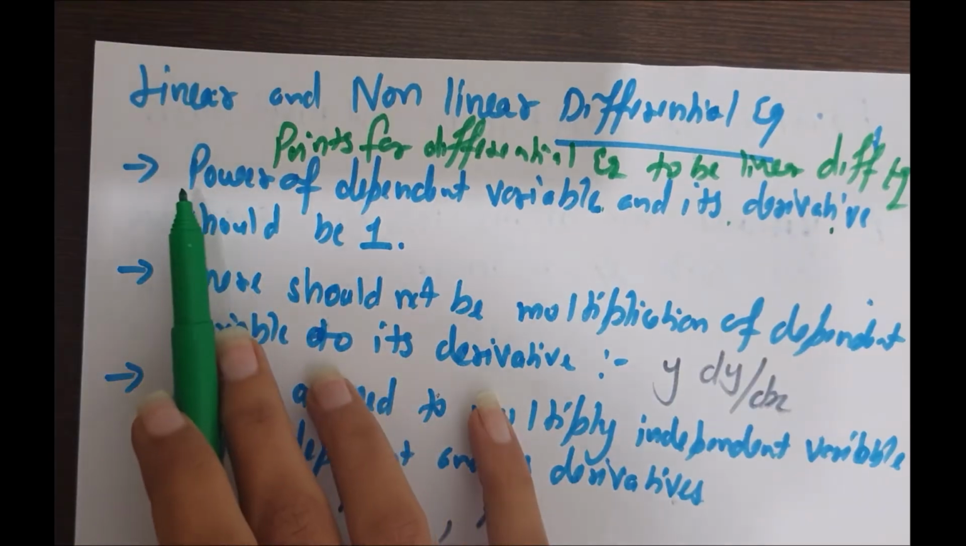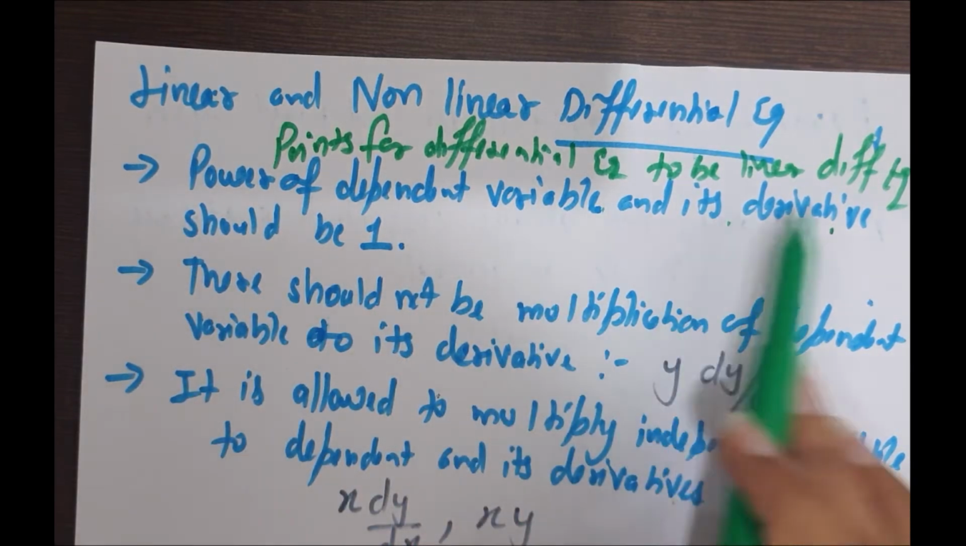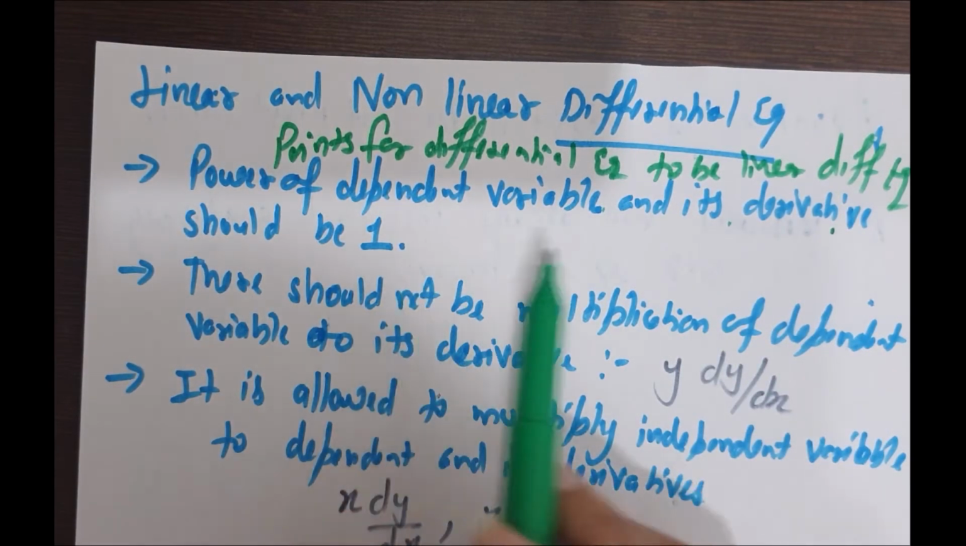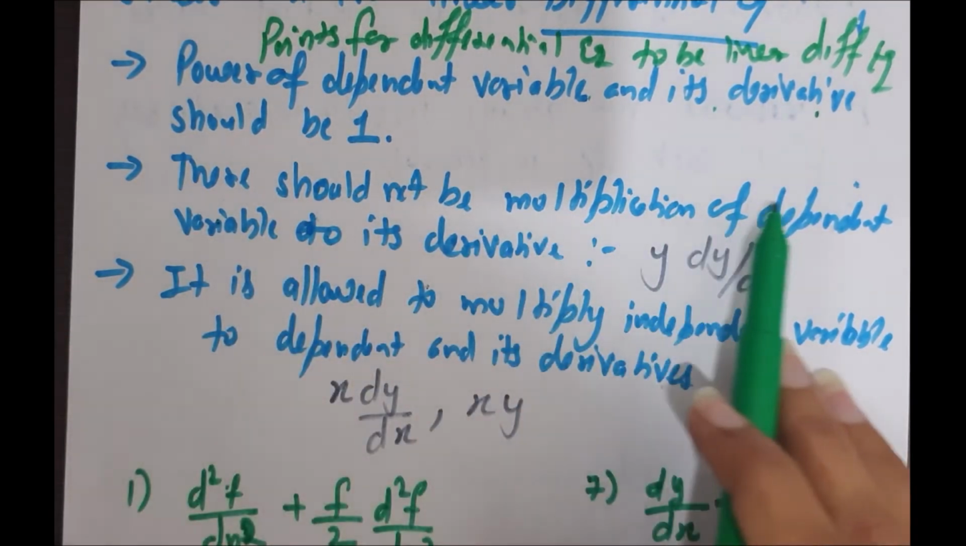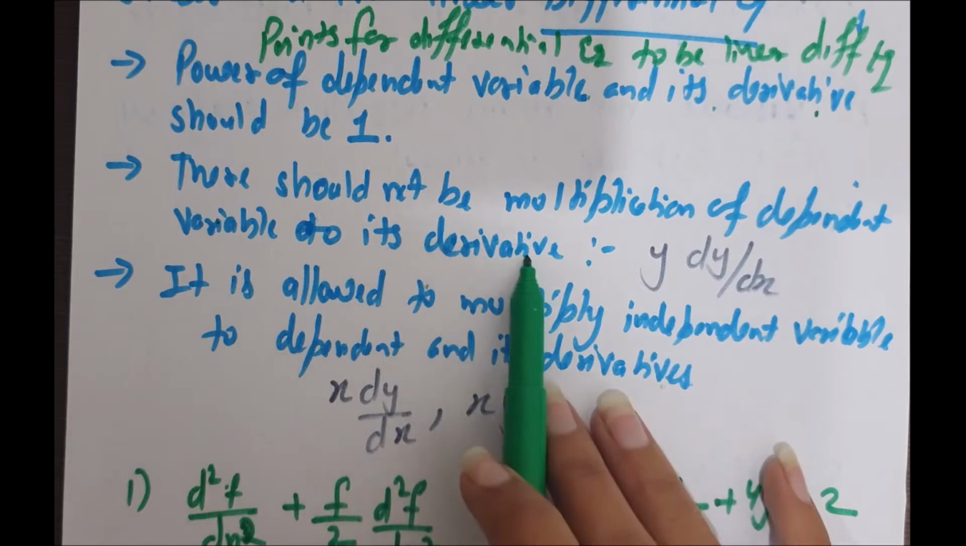So first one is, if the power of the dependent variable and its derivative is 1, then it's called a linear differential equation. Second point, there shouldn't be multiplication of the dependent variable to its derivative.